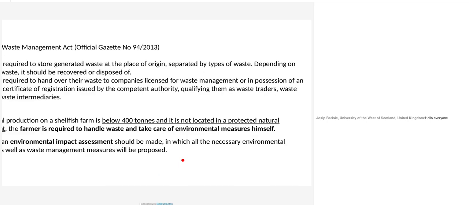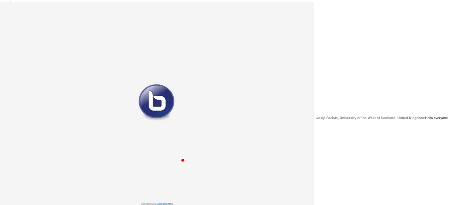Further on, shellfish farmers are required to store and separate generated waste, which should be recovered or disposed of. They are required to hand over their waste to companies for waste management. However, if the annual production on a shellfish farm is below 400 tons and it is not located in a protected natural environment, the farmer is required to handle waste and take care of environmental measures himself, which makes an additional impediment to their entrepreneurial initiatives.